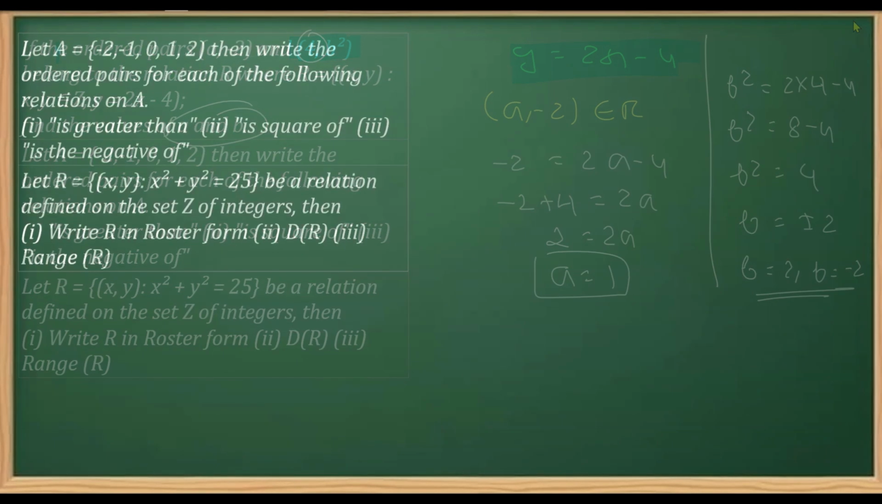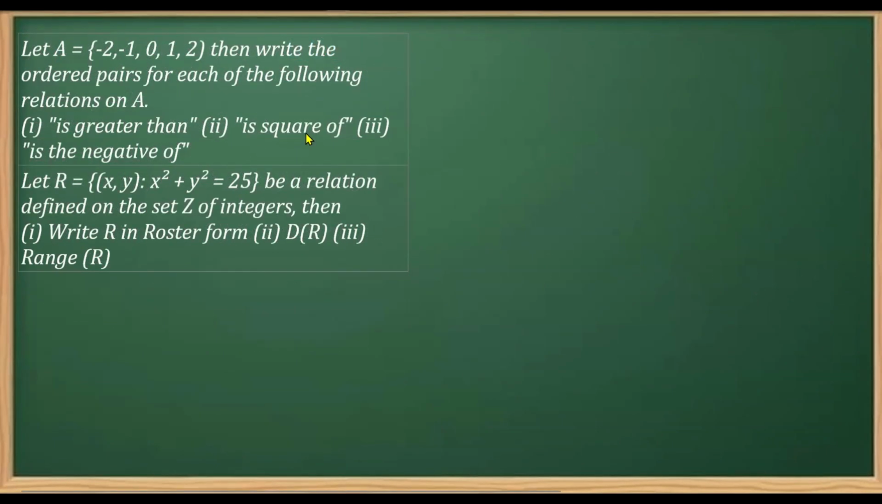Now see the next one. The second question says let A be a set, as you can see it's -2, -1, 0, 1, 2. Then what we have to do is write the ordered pairs of each of the following relations, and the condition here is that the first part is 'is greater than'. So what does it mean? It means we have to form some ordered pairs here, right? As you can see, it's an ordered pair.